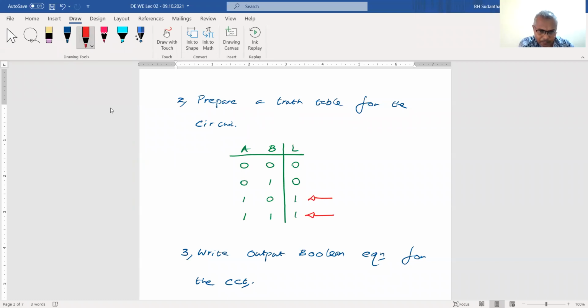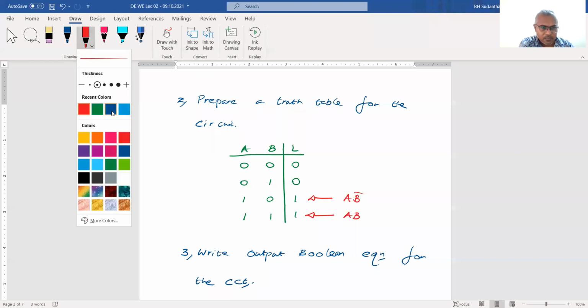If I write this way, this is A, B bar. This one, AB. What I have done here, I have used AND operation to combine this one and this one together to represent this combination. To represent the second combination, again I have used AND operation to combine these both A and B together, A, B. And using AND operation, I have done it.